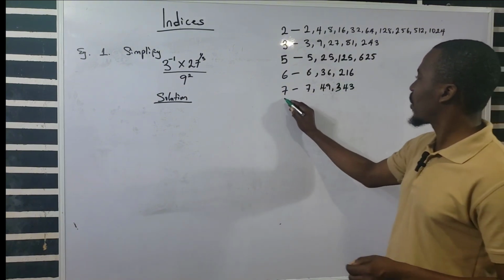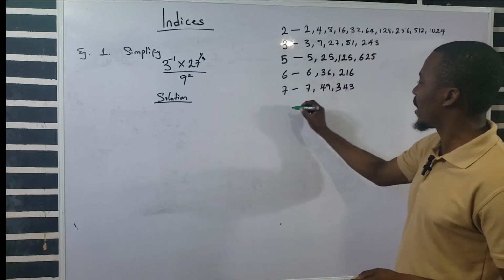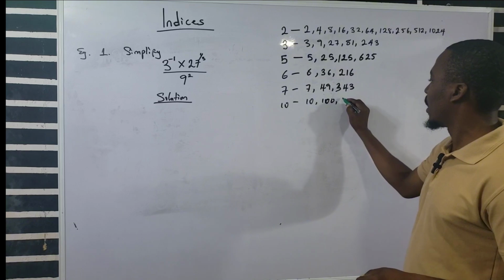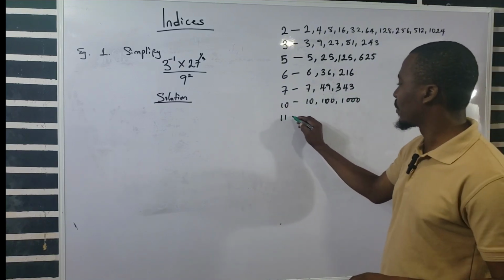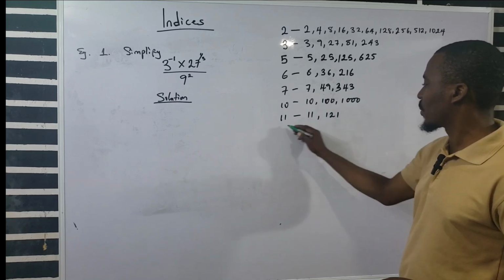343. Then we can have 8 because 8 is already here. We can't have 9 because 9 is already here. 10, that will give us 10, 100, 1000. So 11, that will give us 11 and 121. They won't go beyond that.